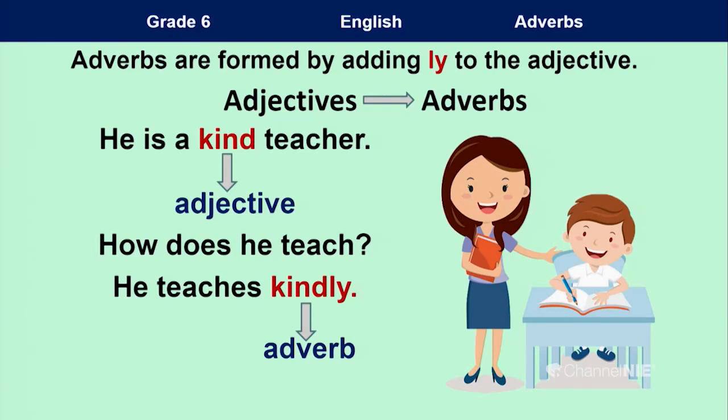Let's talk about an example. Ms. Suchitra, shall I read the first sentence? Yes. He is a kind teacher and I see the word kind as the adjective in that sentence. Right. So, teacher is a noun there. So, to describe the teacher, we have put kind. Kind is the adjective.